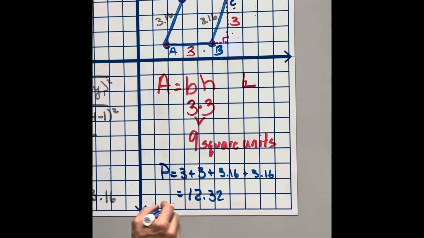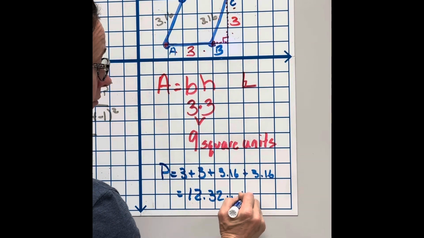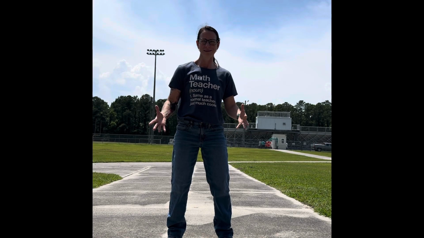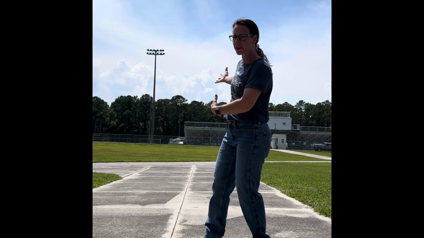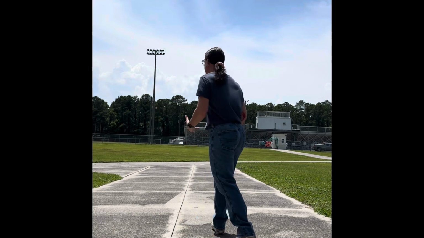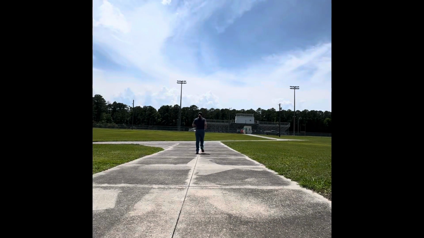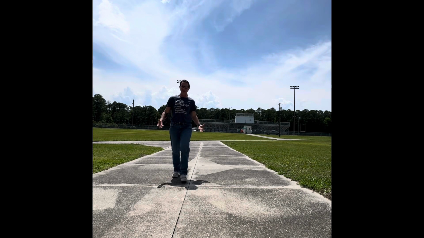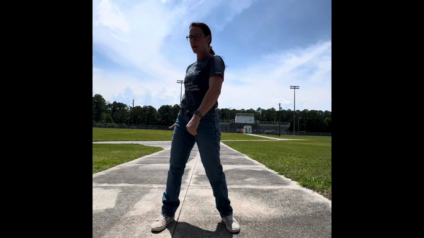So how do we make this real world? Well, let's just say you have a soccer field and you need to returf it. What you can do is find the area of your field and you would be able to fill it with the grass that you need so you have a nice soccer field to play soccer on. So finding area in a parallelogram can definitely apply to the real world.